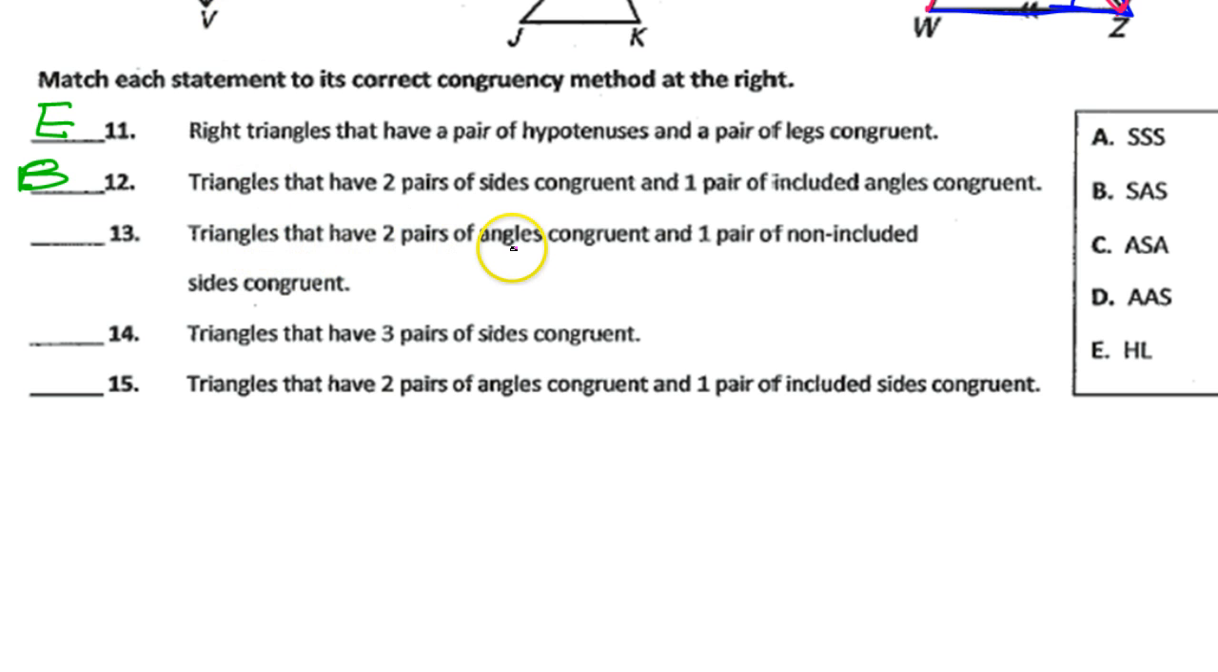Triangles that have two pairs of angles congruent and one pair of non-included sides. Okay, so we're talking about two pairs of angles and then a non-included side. So that's angle, angle, side. That's D.